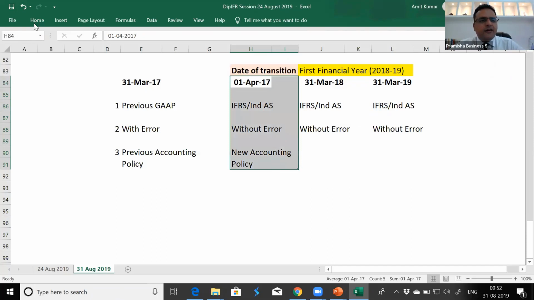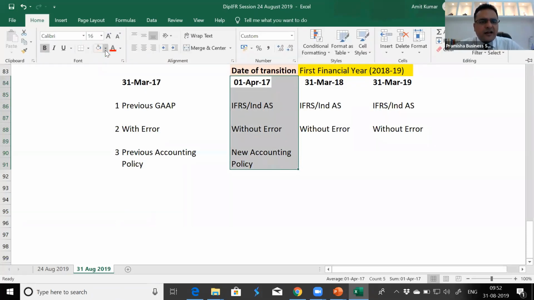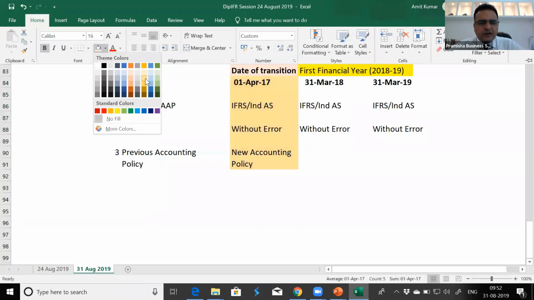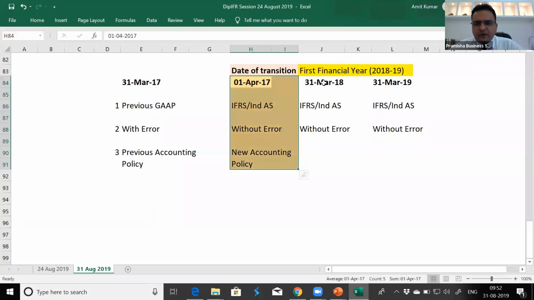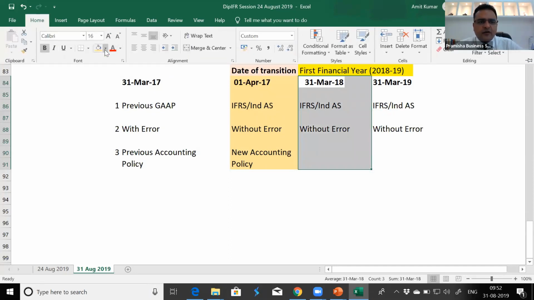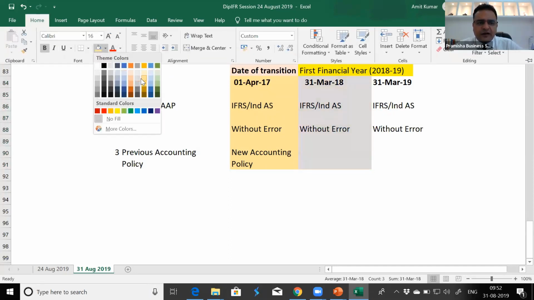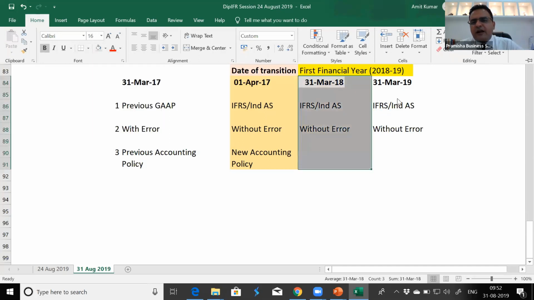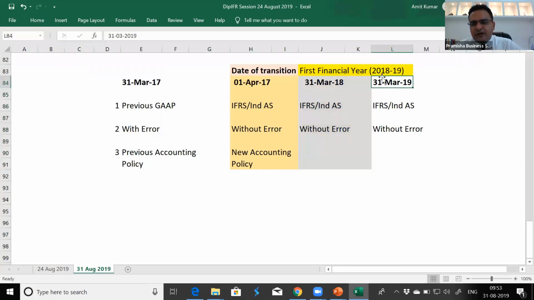I purposely did all the three together because they are interrelated, and in future there will not be confusion in your minds why we are changing, why there is a difference, and also the difference between IFRS 1 and IAS 8. Hope the difference is clear to everyone.